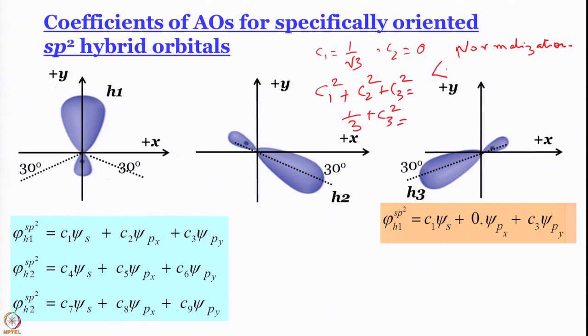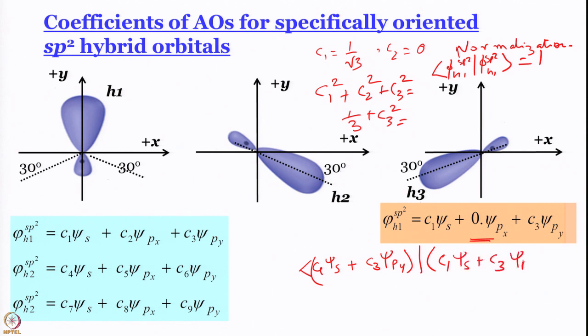Which means your integral phi h 1 sp 2, phi h 1 sp 2 has to be equal to 1, which means I will write it here and then I will erase. Integral C 1 psi s, put a bracket here, plus C 3 psi p y, the same thing, C 1 psi s plus C 3 psi p y, that is equal to 1. If you expand this, what do you get? You get C 1 square integral psi s into psi s over all space. What is this? This is equal to 1 because psi s is normalized.